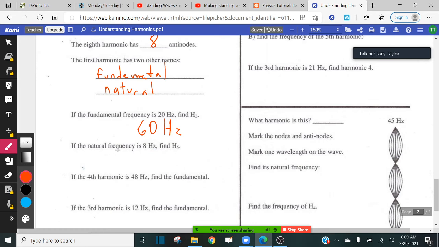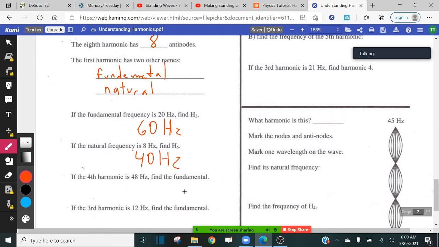So what about this right here? If the natural frequency is 8 hertz, find the 5th harmonic. In other words, find H5. So what is 5 times 8? Okay, 5 times 8 will be 40 hertz.